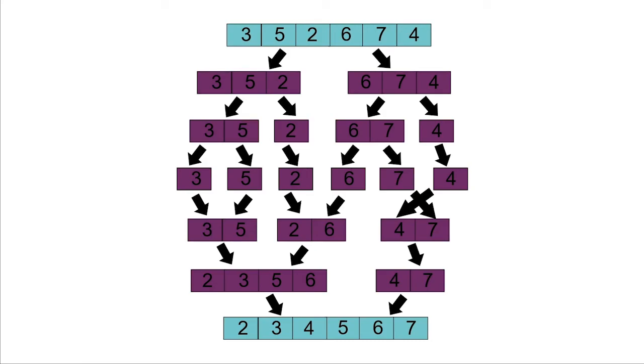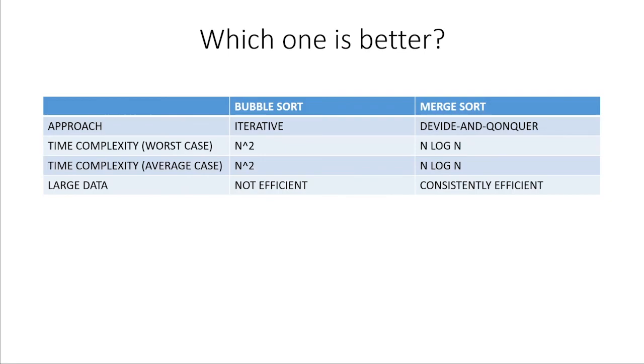Now let's compare which one is better between bubble sort and merge sort. Bubble sort uses an iterative approach where it loops through elements to sort, while merge sort uses a divide and conquer approach. The worst case time complexity for bubble sort is n squared, while for merge sort it is n log n. The average case time complexity for bubble sort is n squared, which is pretty bad, and for merge sort it is n log n.